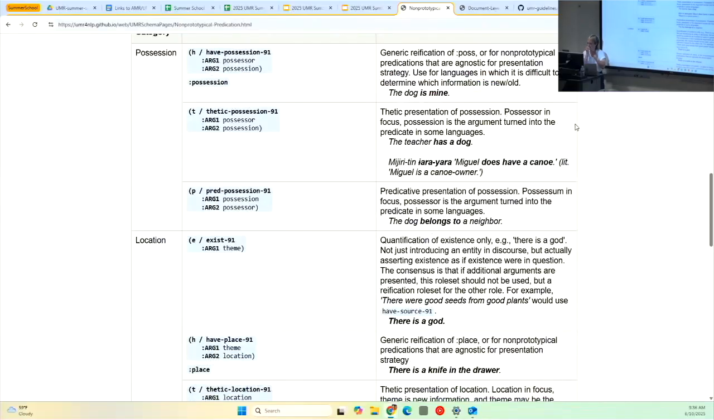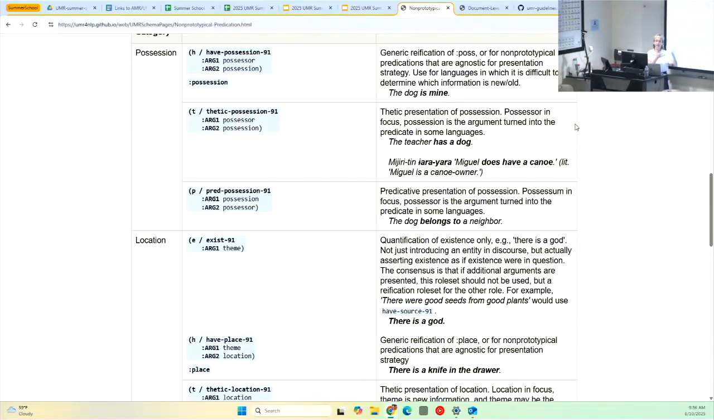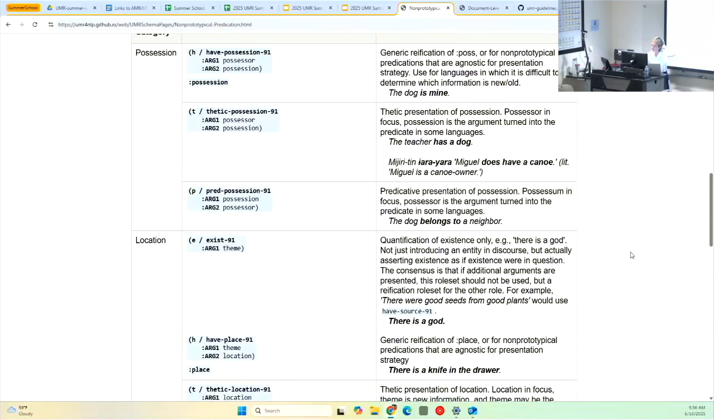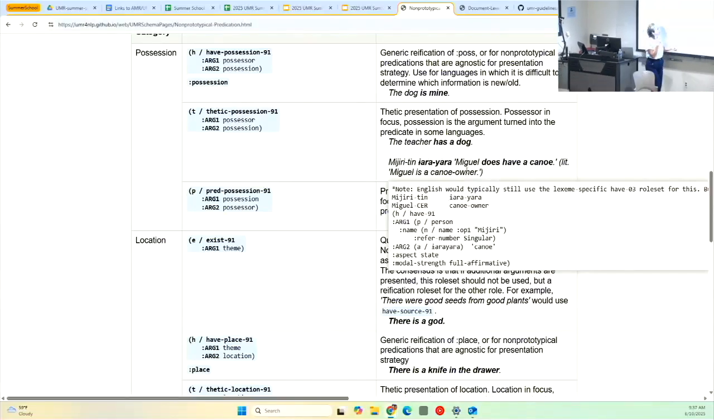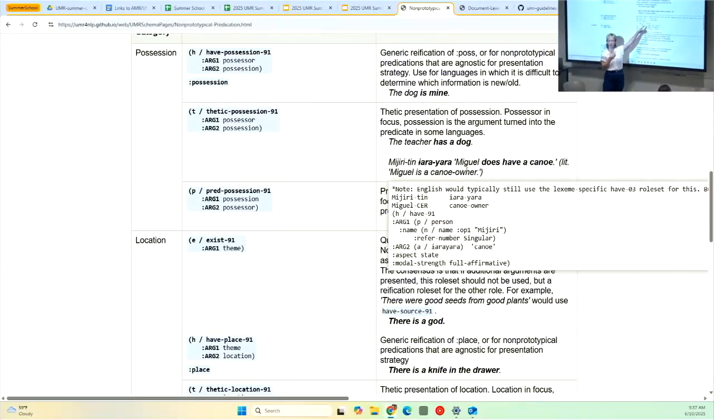So thetic possession, you have the possessor in focus. If you have a language where one of the arguments is turned into the verb, it's going to be the possession argument that is turned into the verb. So this example here, oh, that covers it up. Oh no, there it is. Okay. So in this one, there's no part of speech marked, but the canoe has actually been turned into the verb, I believe.